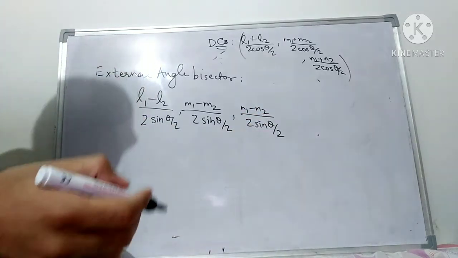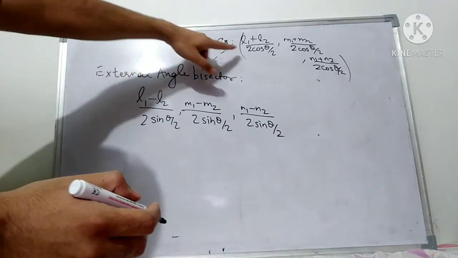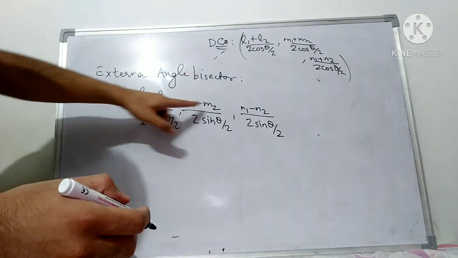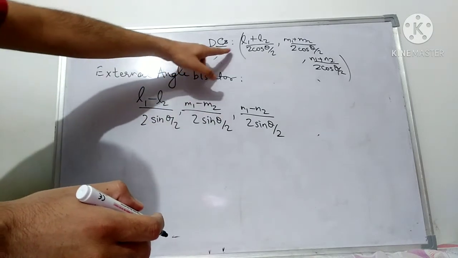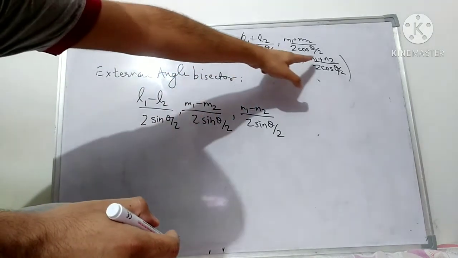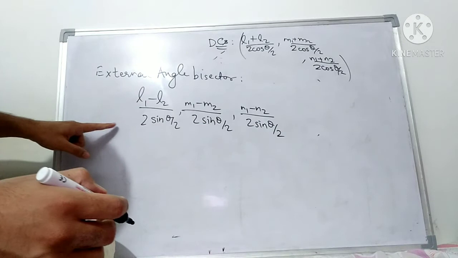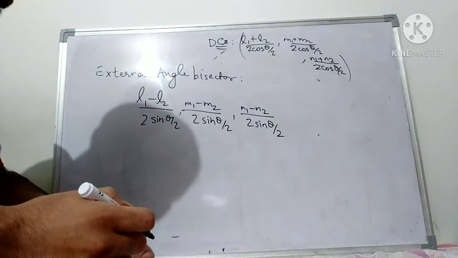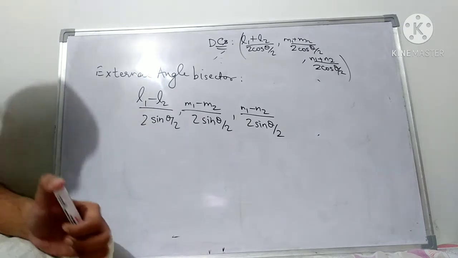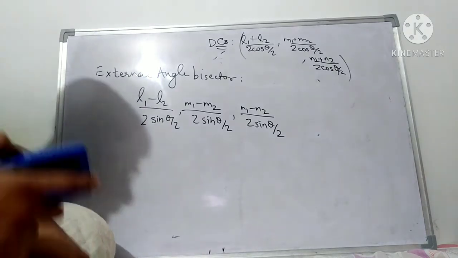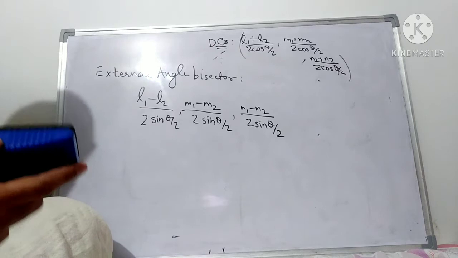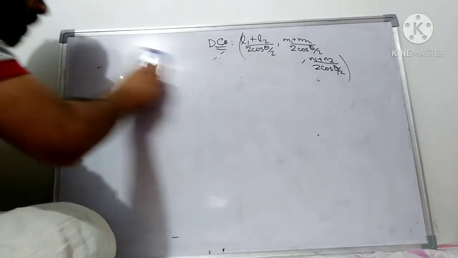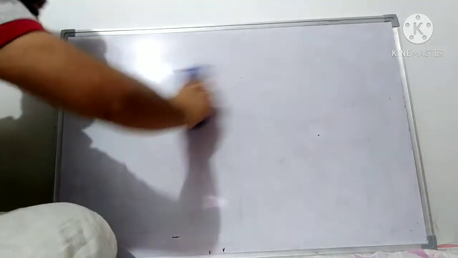So this is the difference. For the internal angle bisector, we have plus in the numerator everywhere. Here we have minus in the numerator everywhere. For the internal angle bisector, you have 2 cos theta by 2 in the denominator. But for the external angle bisector, we have 2 sin theta by 2 in the denominator. So this was the part related to the direction cosines of the internal angle bisector and external angle bisector.